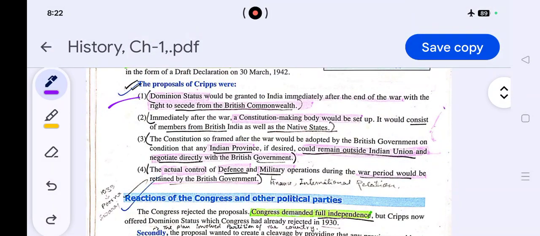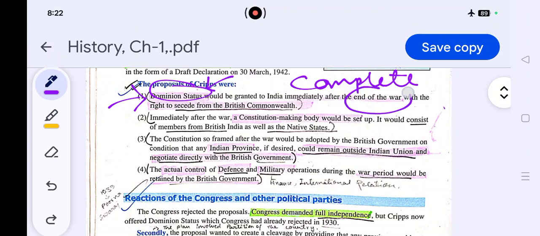First point, dominion status. Now, when I say dominion status, do you think it will be considered by the Indians? No. What we always wanted is complete independence. So wherever you see dominion status, it is going to be a cause of rejection. Dominion status would be granted to India immediately after the end of the war, with the right to secede from the British Commonwealth after the end of the war.